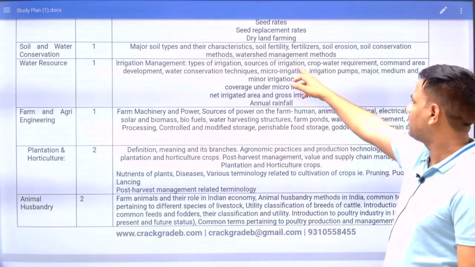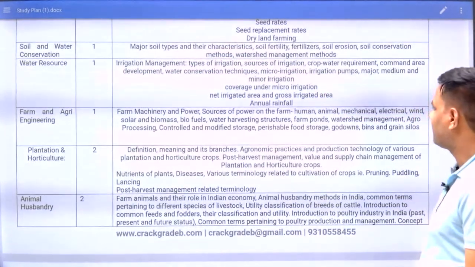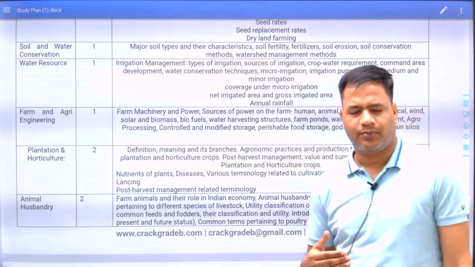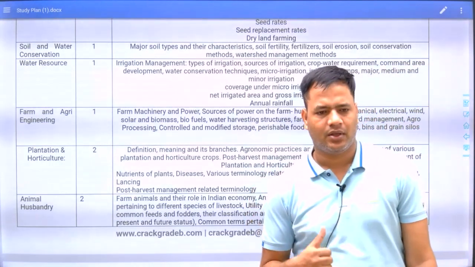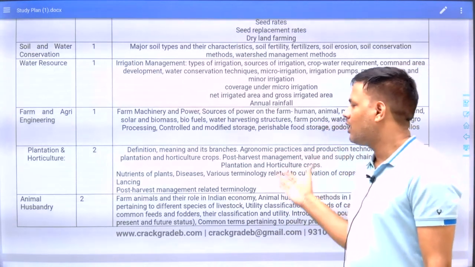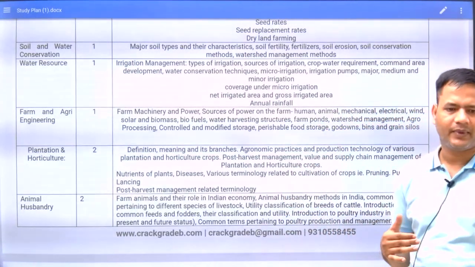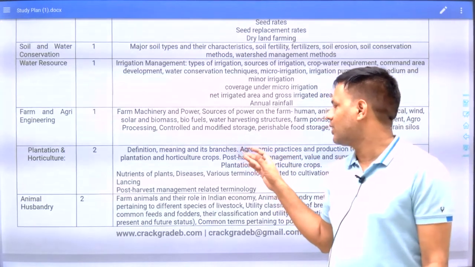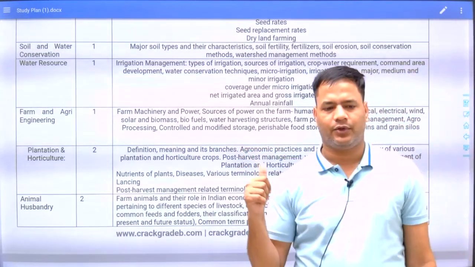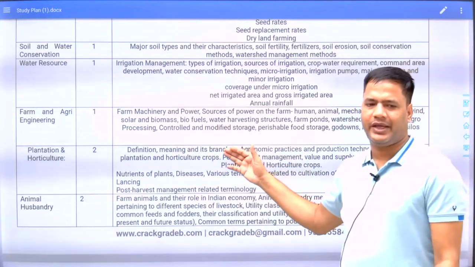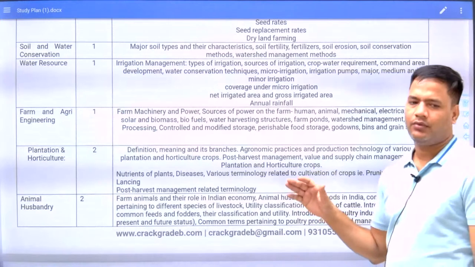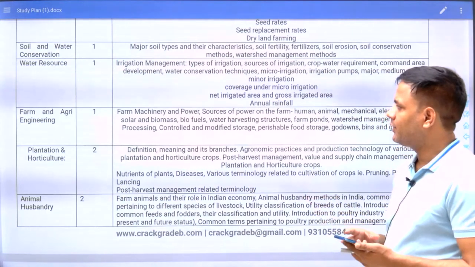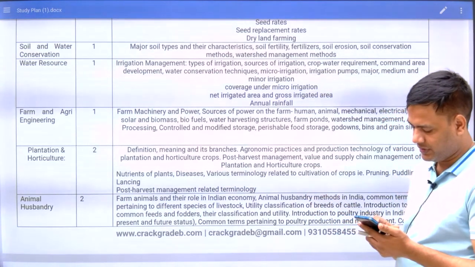We have already discussed this one, and agro processing, mainly harvesting equipment, crop harvesting equipment, crop processing equipment, and cultivation related equipment, whatever equipment is being used. So on these topics you can stick your preparation, and don't go for depth because it will be difficult. I have already told you that a 4 year engineering degree is being conducted by various colleges in this subject.